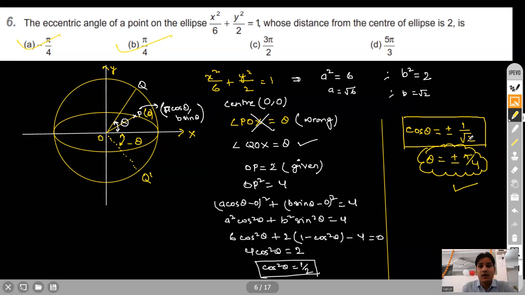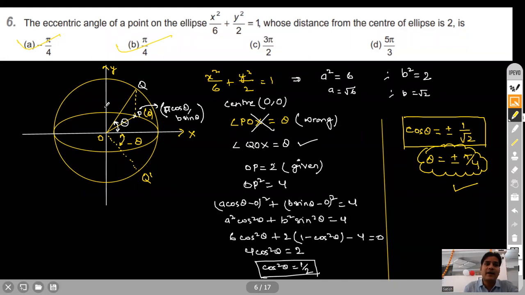Hope it is clear to all and you are aware of this theta thing, what is the eccentric angle of a point if that point is lying on an ellipse. The line joining the point and the center, and the angle between that line and the positive direction of the x-axis, doesn't give this eccentric angle. However, we extend this point P and we allow it to cut at a point on the auxiliary circle.